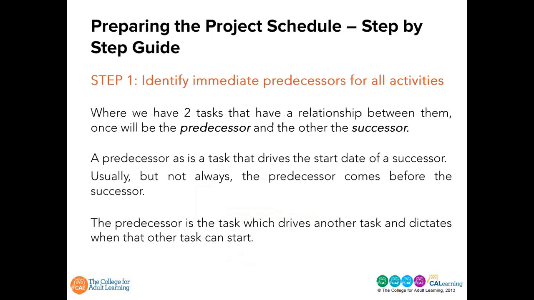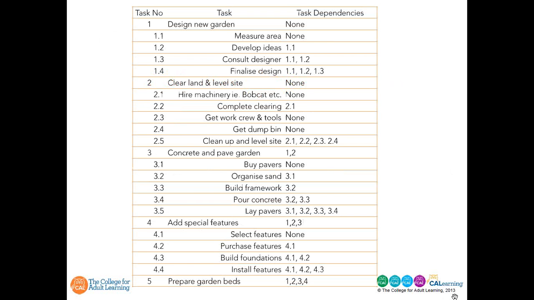Now, where we have two tasks that have a relationship between them, one will be the predecessor and the other the successor. We need a predecessor as a task that drives the start date of a successor. The predecessor is the task which drives another task and dictates when that task can start. So if we go back to our example of the garden landscape, you'll see all the predecessors there. You'll see them under task dependencies. The predecessor is the task which drives another task and dictates when the other task can start.